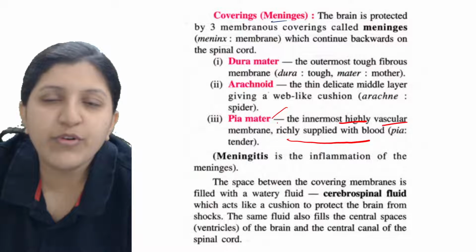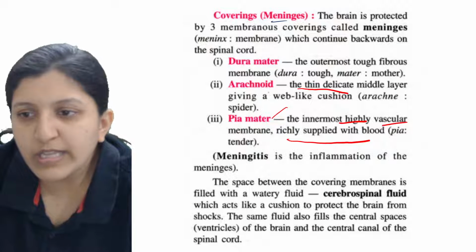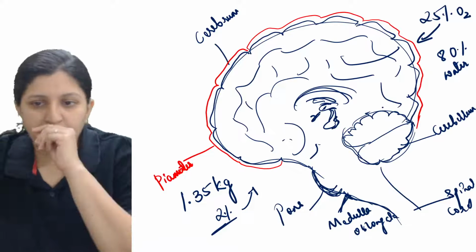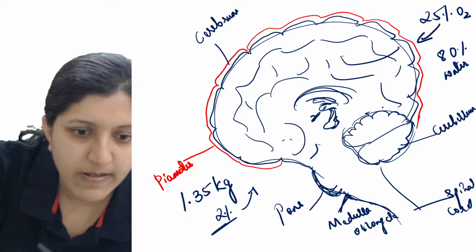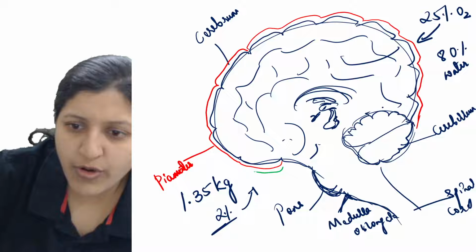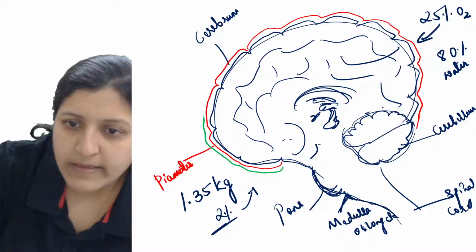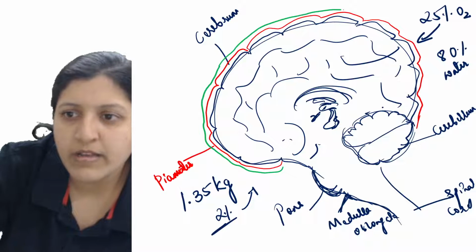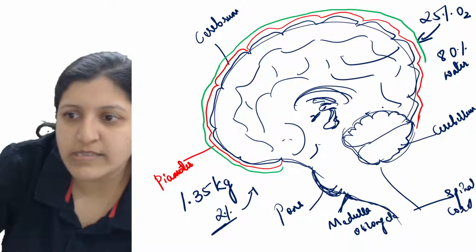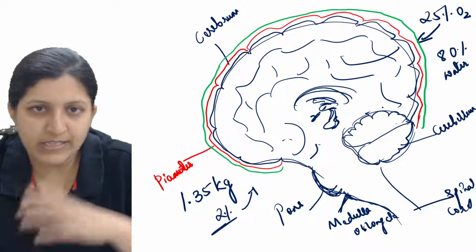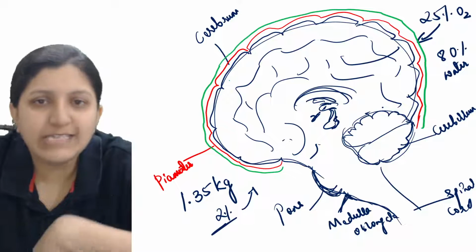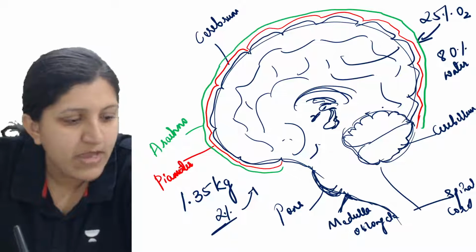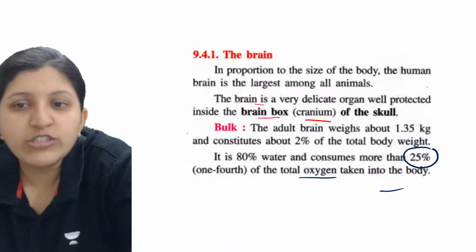Next layer, from inside to outside: a thin delicate middle layer, giving a web-like cushion, is the arachnoid. Maybe we can take another color for this. So there is an arachnoid, which forms continuity with this pia mater. This is the arachnoid layer, which acts like a cushion as it has a spider web-like appearance. Here this one is arachnoid. Let me just label this. This is arachnoid.